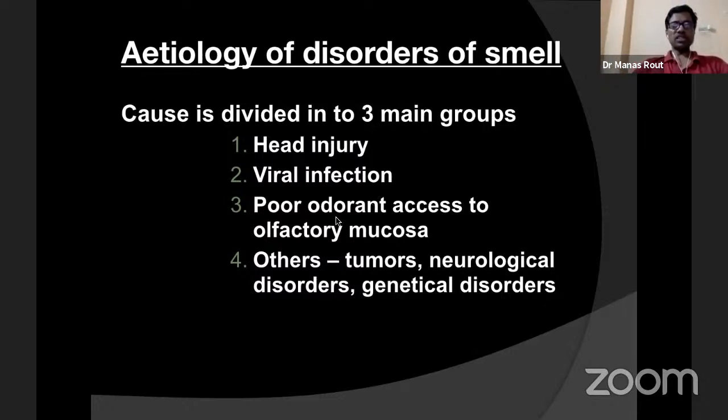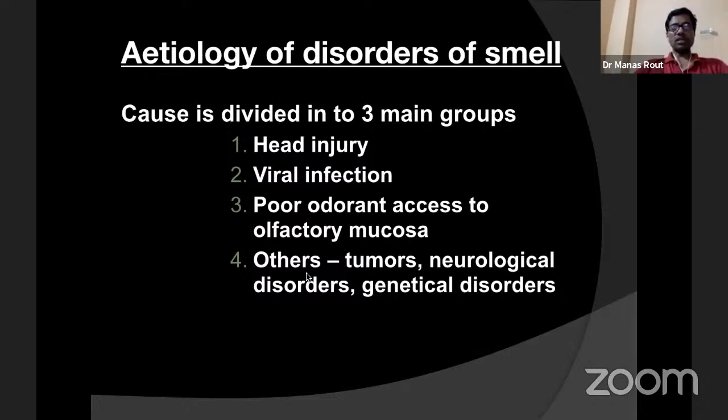Now, poor odorant access to the olfactory mucosa. This is commonly because of some obstacles, either a high DNS, or some obstacles like a nasal polyp. So the basic point is that air will not move superiorly. It has to reach the olfactory area, then the odorant particles should be deposited there to have the sense of smell. If that's not happening, then the patient cannot feel the sense of smell, even if the epithelium is absolutely normal. It's because of some amount of obstruction.